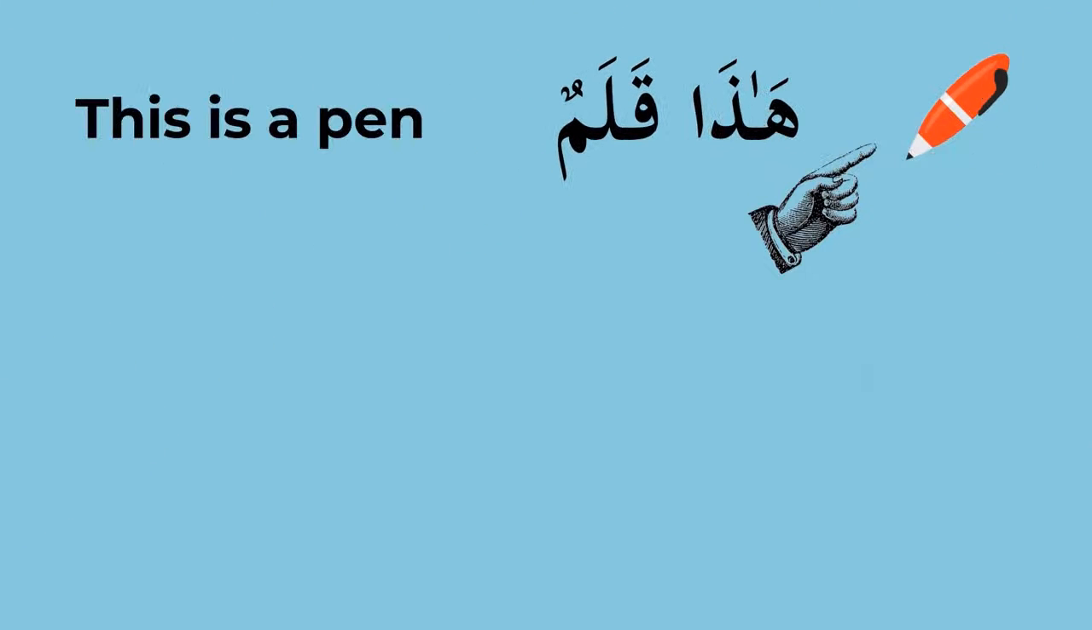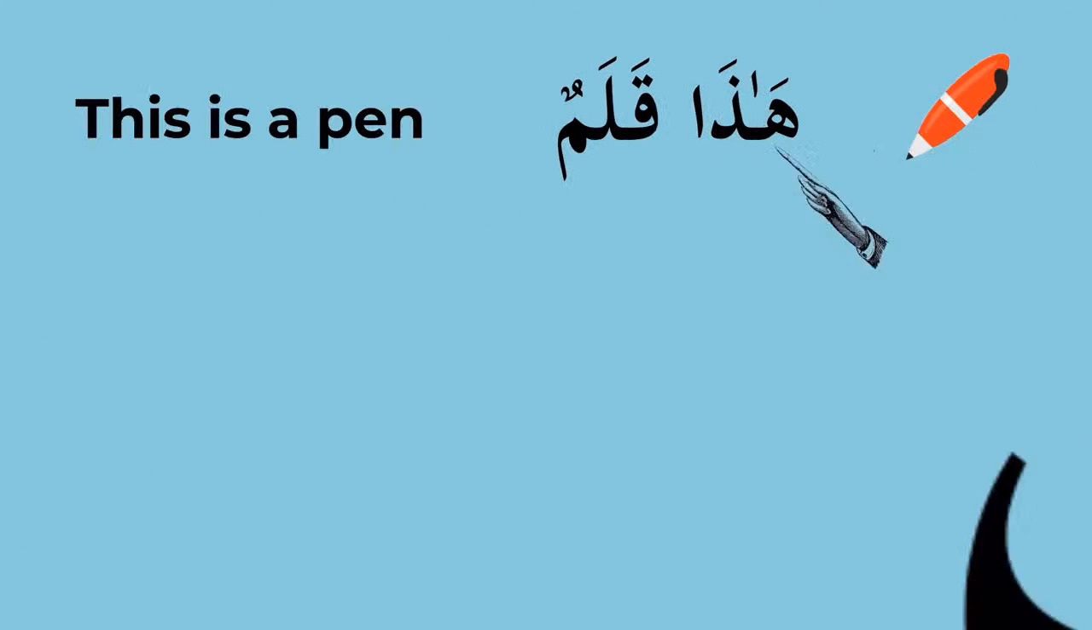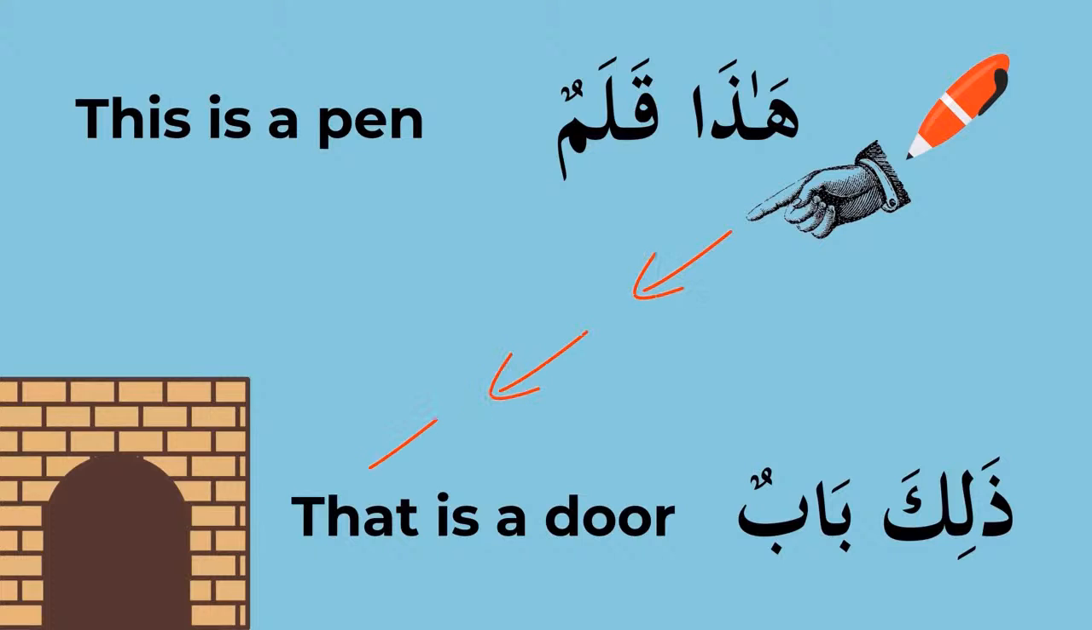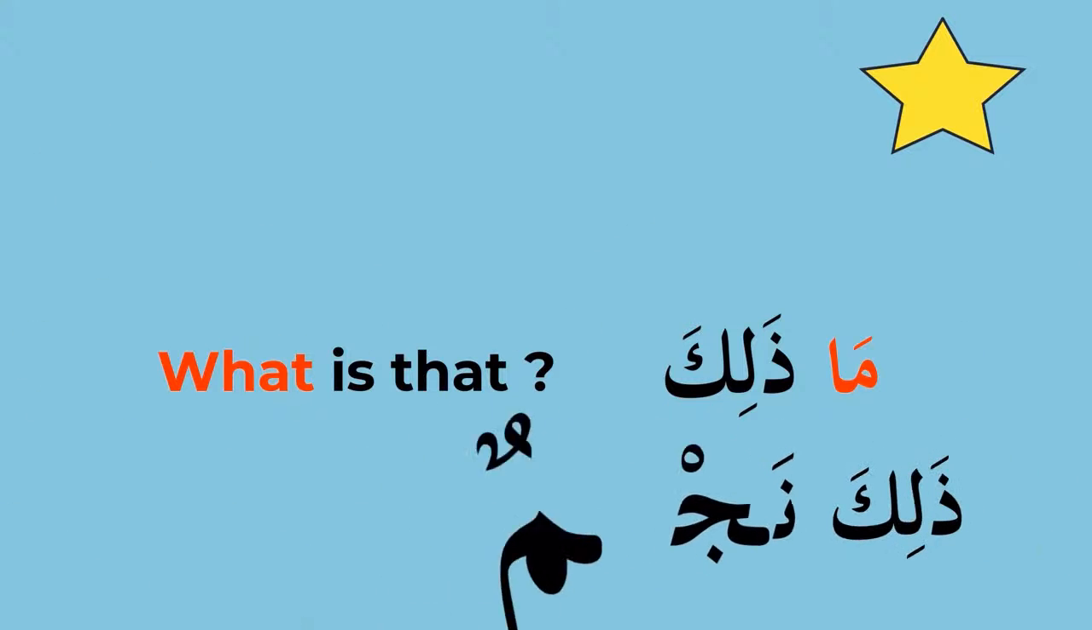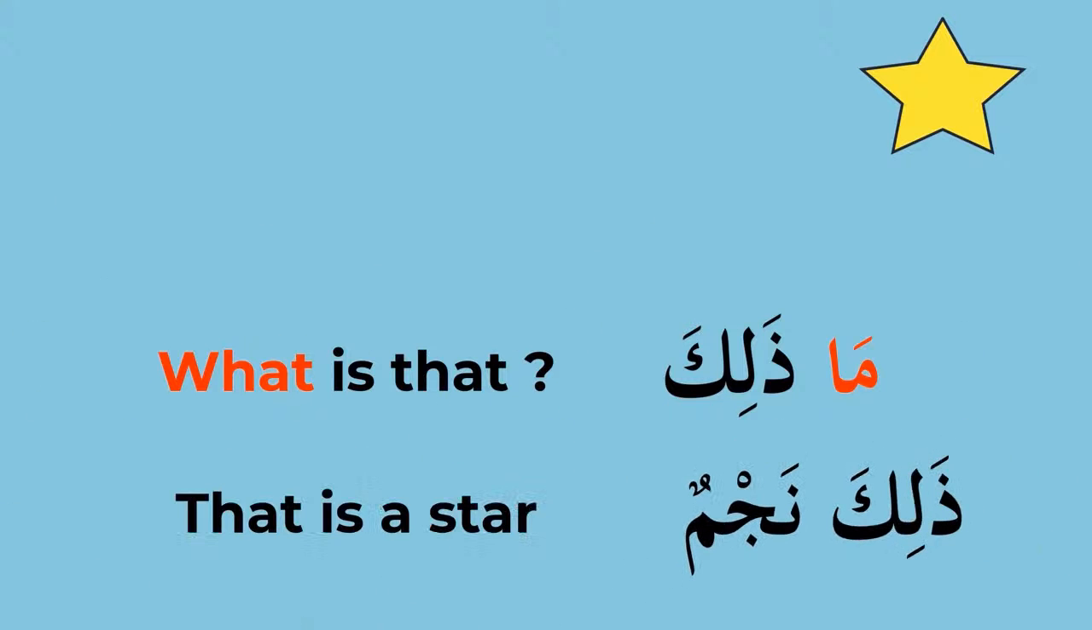Hatha qalamun, Thalika babun. So when I have to point out something which is far, you just use Thalika. Ready, brother? The question ma is same. Ma Thalika. What is the meaning, brother? What is that now? We are talking about that. Thalika najmun. That is a star.